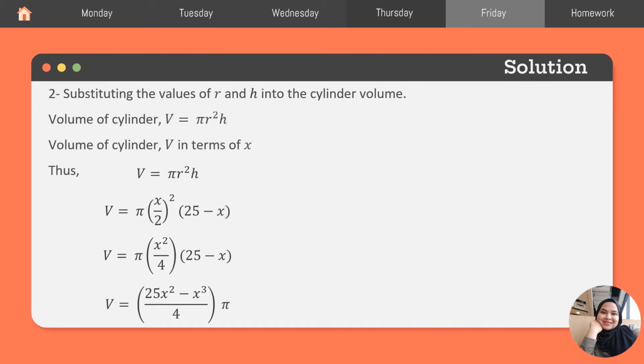Now, to derive the formula of the open-ended cylinder with the given information, the values of r and h are substituted in the volume. Note that the radius is half of x and the height is y, which is 25 minus x. The volume of the cylinder is calculated with the formula pi r squared h. Thus, by substituting the values of r and h respectively, the simplified volume of the cylinder in terms of x shall now be displayed on the screen.